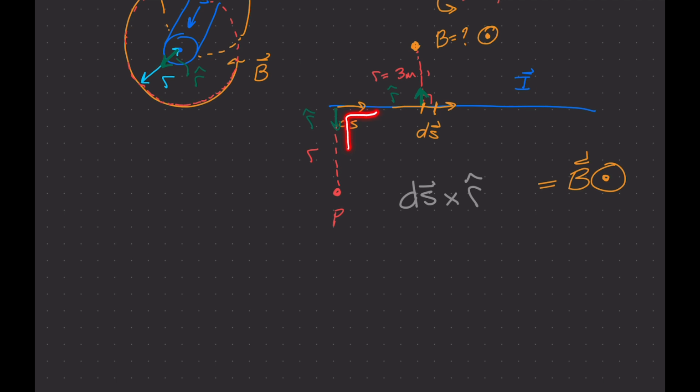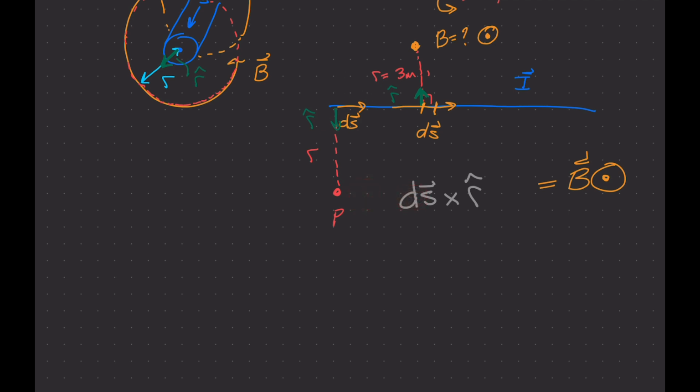Remember, thumb in the direction of ds, but whoops, now I have to flip my whole palm so that my palm is facing downwards. So basically I'm doing the right-hand rule like this. Thumb in this direction, pointer finger in this direction. Now my palm is facing downwards into the page, so my middle finger is going like that. You guys see? So at this location, this is going into the page.